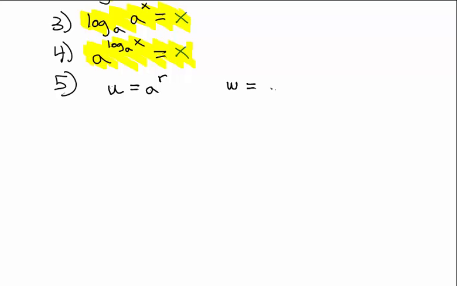And w is equal to a to the s power. So if we were to change these into logs, the first one would be log base a of u equals the exponent r. And the second one would be log base a of w equals, I don't like doing s. Let's not do s. Let's do t. A to the t. That way it doesn't look like a 5. So as we play, we're going to look at what happens when we multiply u times w.